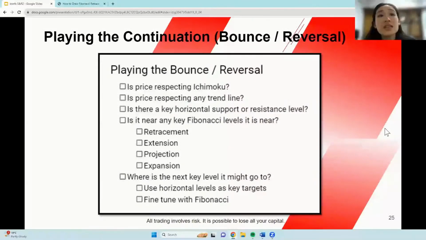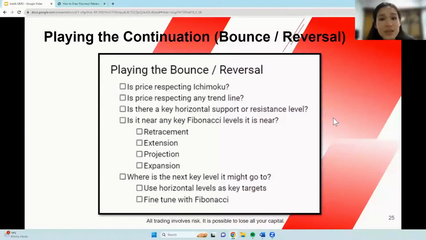Okay, so here's another checklist. This is specific to playing the continuation. You can play the bounce or reversal by firstly checking whether price respects the Ichimoku. Secondly, trend line, key horizontal support or resistance levels, any key Fibonacci levels that it is near. And these are the 4 Fibonacci techniques that we use. And where's the next key level that it might go?